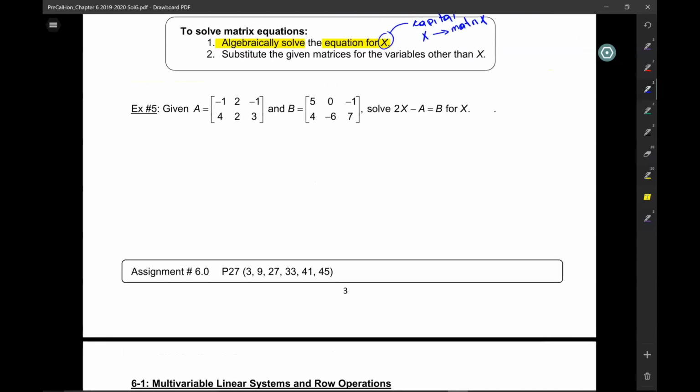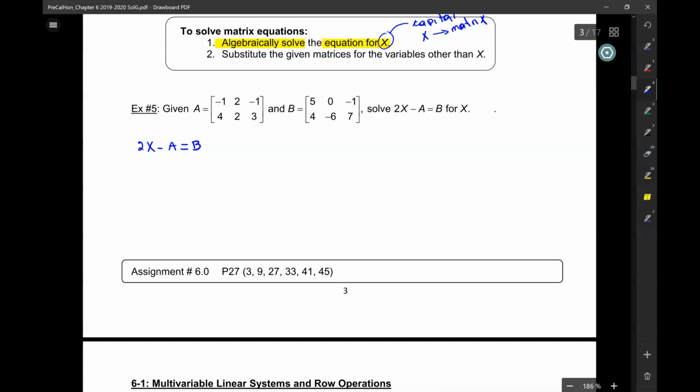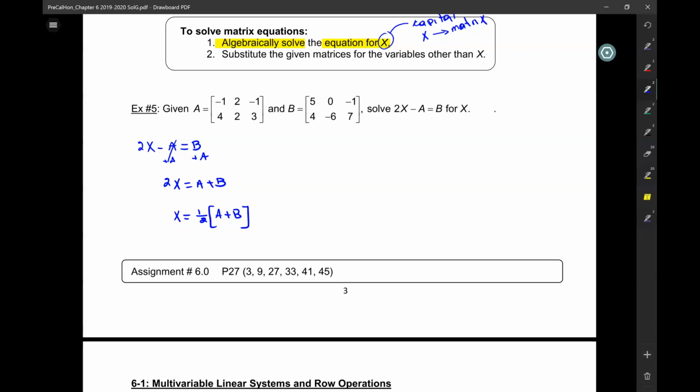So let's get the equation 2x minus A is equal to B. And I want to solve for x. So I add matrix A, 2x is A plus B. Then I need to divide by 2, so x is 1/2 A plus B, right? We don't say A divided by 2, we say half of matrix A, okay?